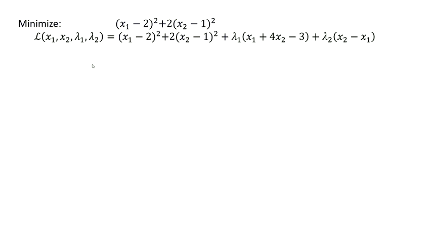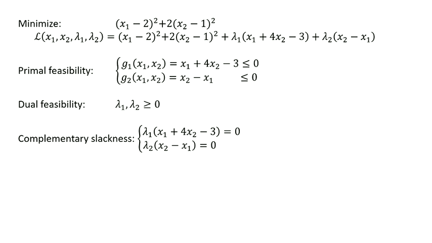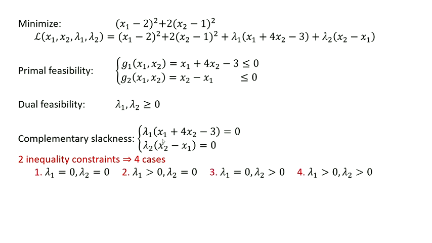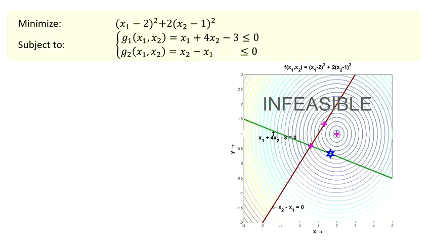Okay, so this is the Lagrangian, primal feasibility, dual feasibility, complementary slackness conditions, which we shall explicitly use, and now we have 2 inequality constraints. So 4 cases. This is the first case, lambda 1 equals 0, lambda 2 equals 0. Both constraints inactive. Which point does this correspond to? Here? This one, right?